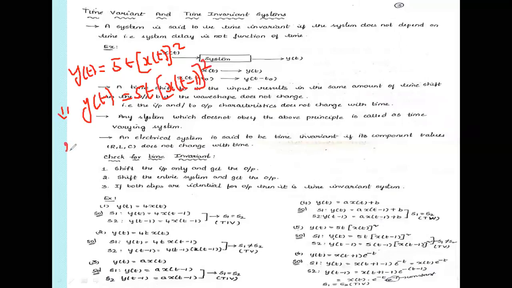And in the second step, the entire system is delayed. Entire system delayed means t minus 1 and 5 into t minus 1. Wherever the t is there, you can replace it with t minus 1. x of t minus 1 whole square.